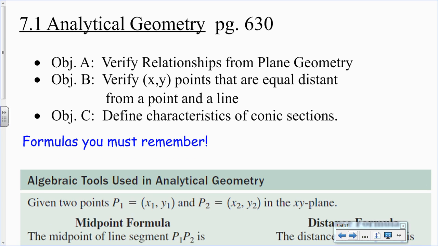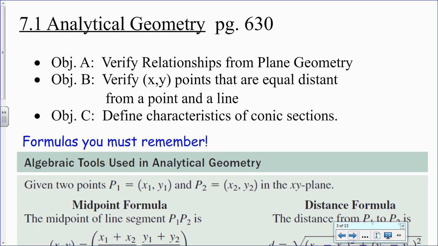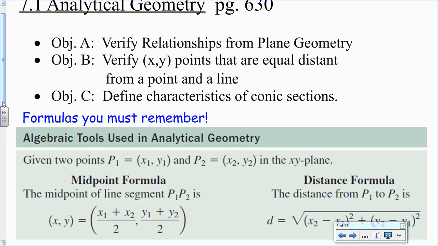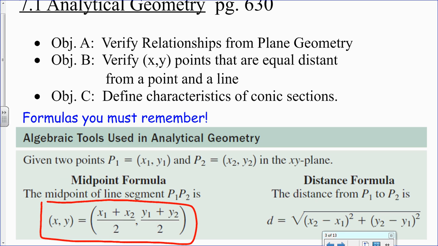And so some formulas that we're going to have to remember are the midpoint and distance formula. So our midpoint formula and the distance formula.